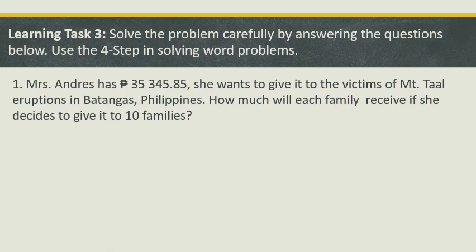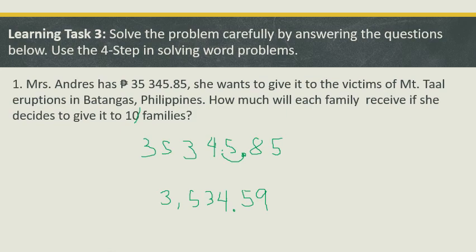So, divide daw sa 10 families ang 35,345 and 85 centavos. So, divide by 10. Ilang 0 ang 10? So, isa. Okay, so simula tayo dito sa decimal point, papuntang kaliwa, isa lang daw. So, ito, nandito na siya. So, ang kada isang pamilya ay magkakaroon ng 3,534 pesos and 59 centavos. Bakit 59? Bakit hindi 585?